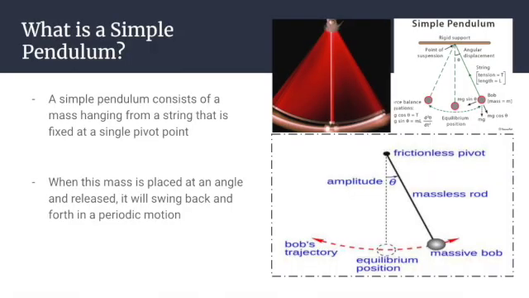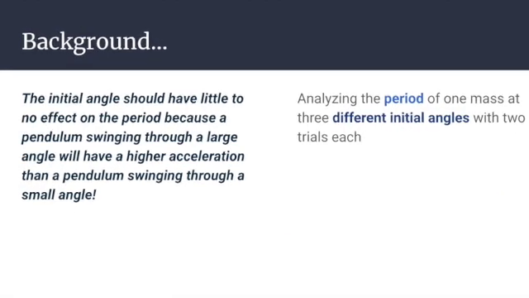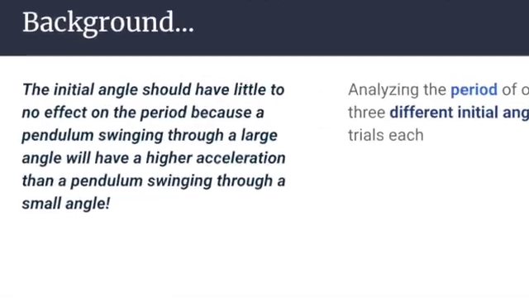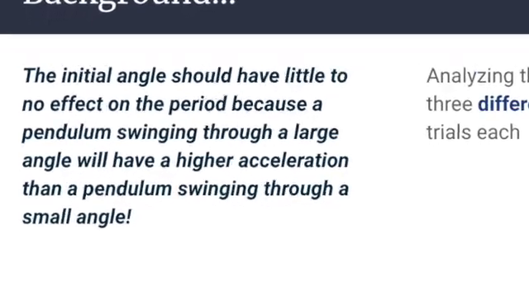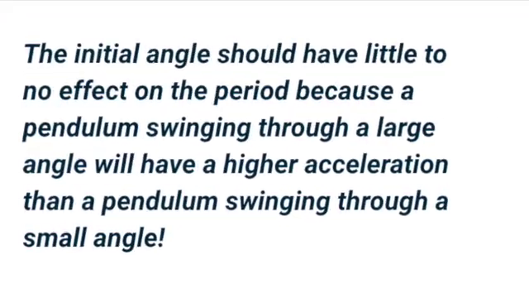a simple pendulum. A simple pendulum is essentially a mass hanging from a string that is attached to a pivot point. This mass gets displaced and swings in a periodic motion. The initial angle should have little to no effect on the period because a pendulum swinging through a large angle will have a higher acceleration than a pendulum swinging through a small angle.